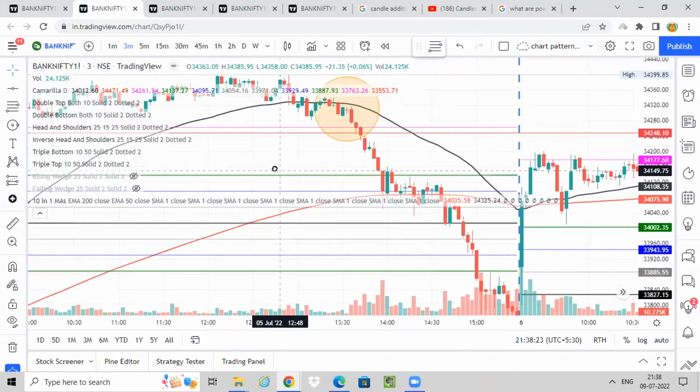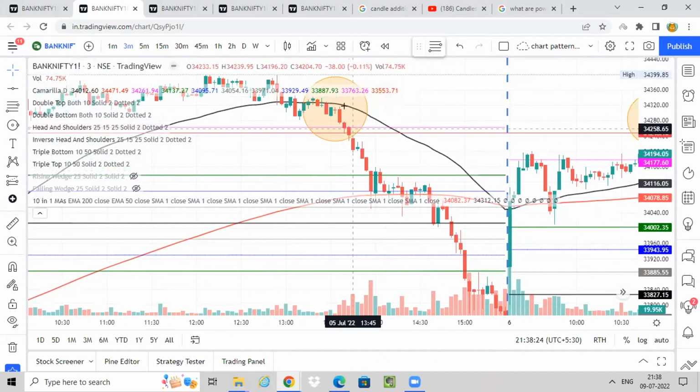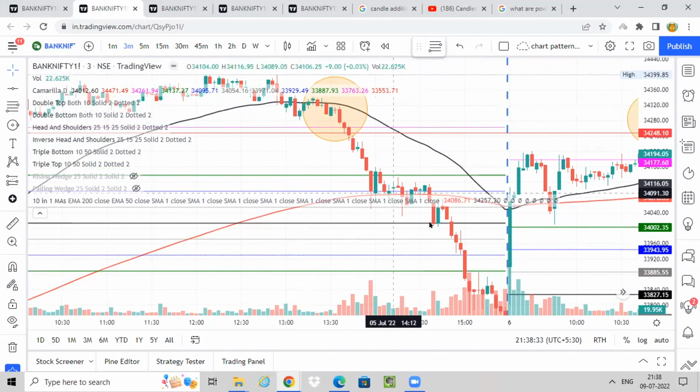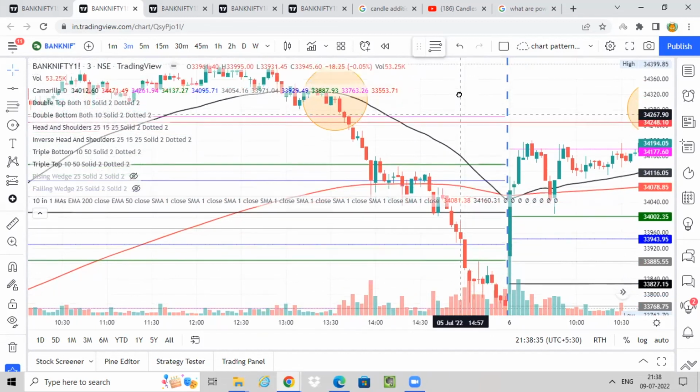Now this is the evening star pattern. Here this moving average also gave us the area of confluence, and here we could have taken a trade and this would have rewarded heavily. This was on 5th June.